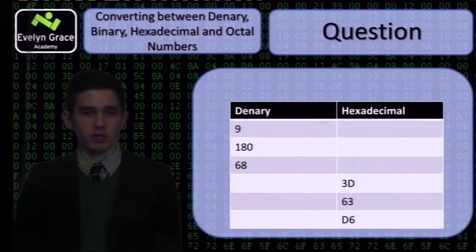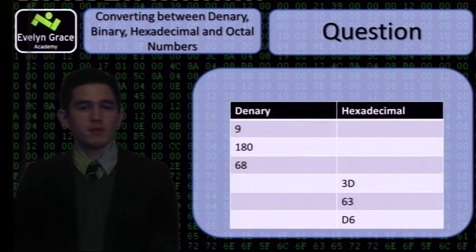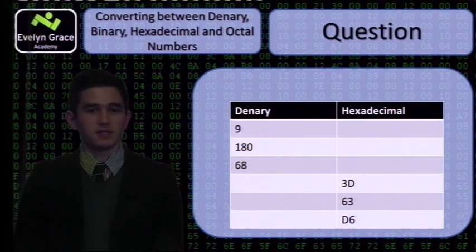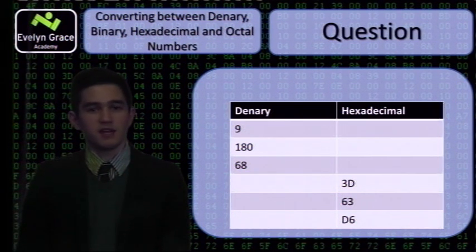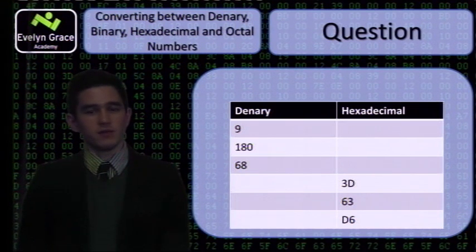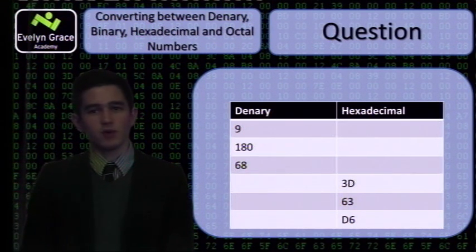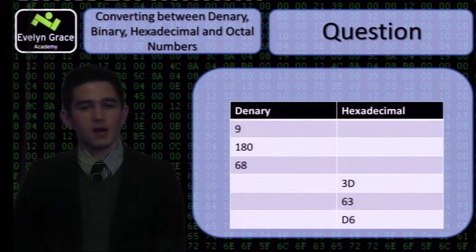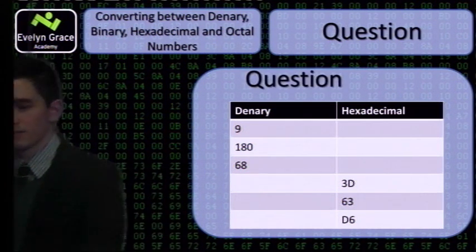Okay, a little bit more trickier, but just remember your tables. Can that number fit into the column? If it can, you then can add it up. I want you to try these 6 questions, convert the 3 denary numbers to hexadecimal and the 3 hexadecimal numbers into denary. Pause the video now and we'll look at the answers in a moment.